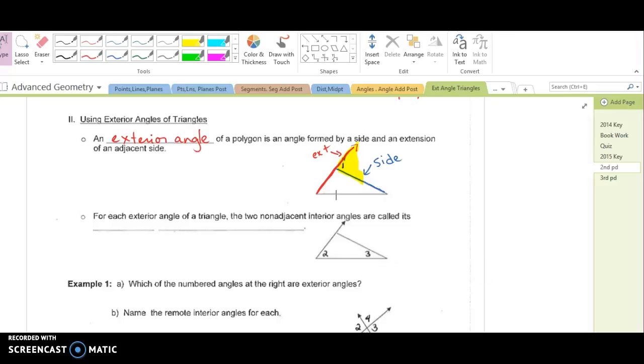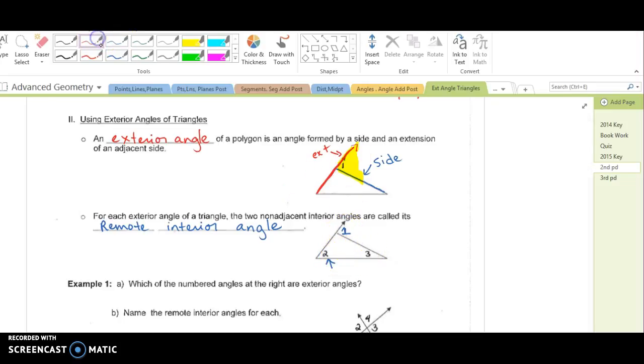There's going to be a relationship today between the exterior angle and the two remote interior angles. So for each exterior angle of a triangle, the two non-adjacent interior angles are called its remote interior angles. So what makes an angle remote interior? Well, it's all relative. It has to be inside the triangle, but it has to be on the other side of the triangle from the exterior angle. It has to be remote in its location compared to angle 1, the exterior angle.